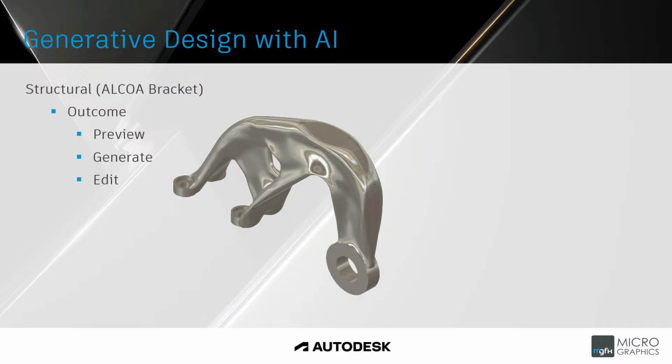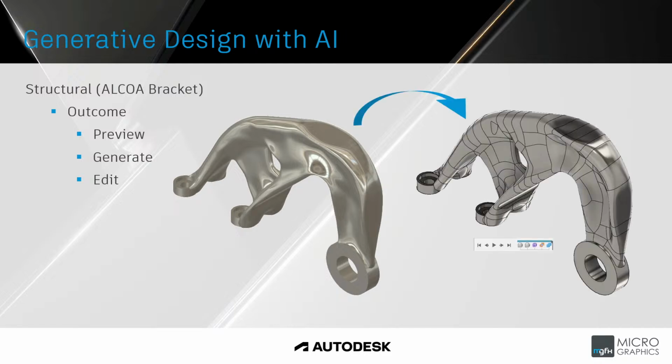So here we see a preview of the generated component. This looks like it would be an unrestricted manufacturing method, so we'd probably have to 3D print it. And once you've viewed the preview and you're happy with the design, generative design then allows you to actually generate and create the model. So we see here on the right hand side the outcome, the model that gets created. And I've included a little snapshot of the Fusion timeline there.